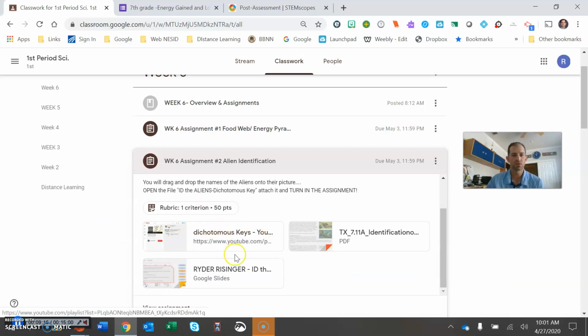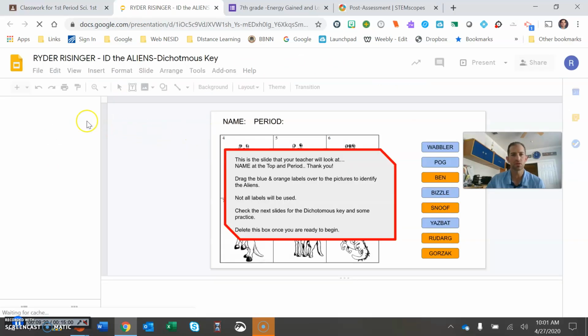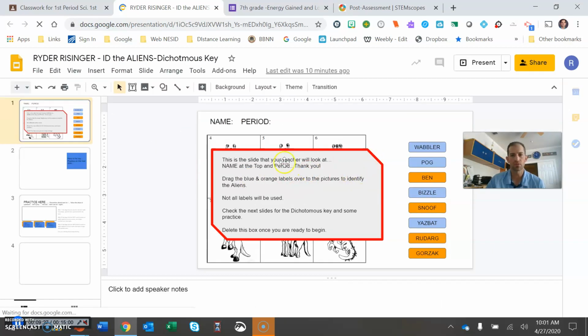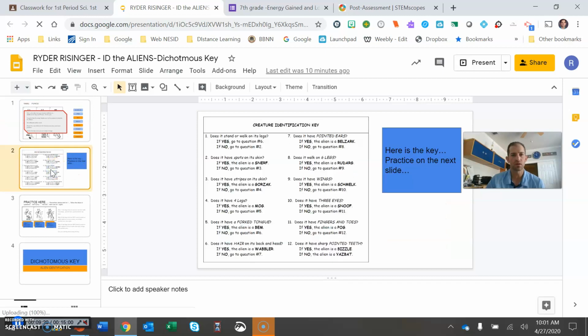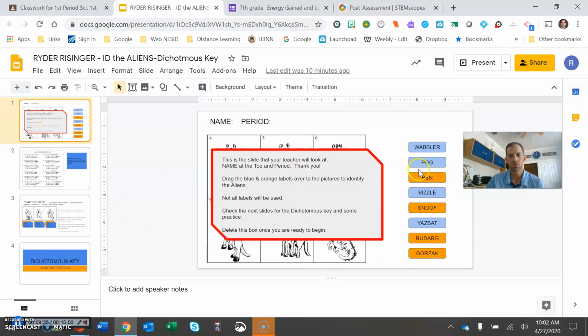We got some YouTube videos to watch. We've got a STEMscopes article to read, and then we have a Google Slides to demonstrate your learning on. It's a lot like last week's. We've got you able to read the directions. We've got the key on slide 2. We've got some practice here. You can pull down the blue deals to practice. It's in backwards order so that I can see the work slide.